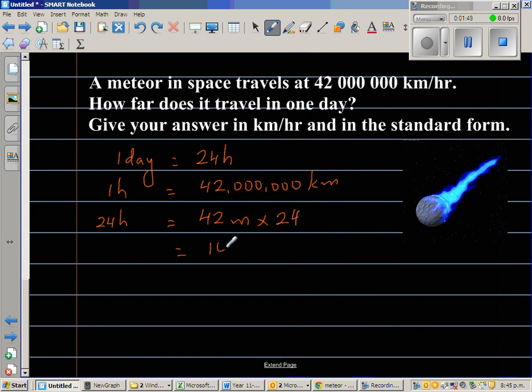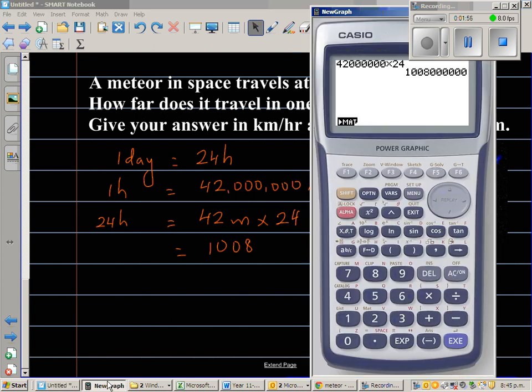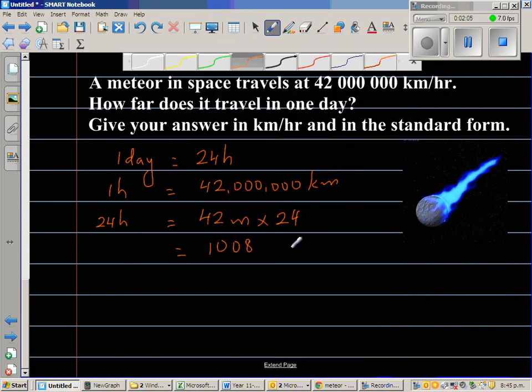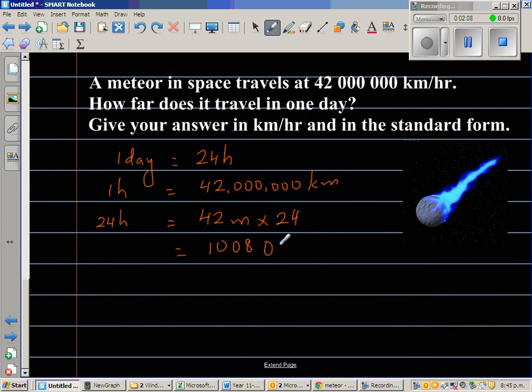So this is 1008, and then you've got six zeros. Or to explain this in a different way, 42 times 24 is 1008, and then you have to put six zeros: 1, 2, 3, 4, 5, 6. So this is 1 billion and 8 million. This is this huge number.